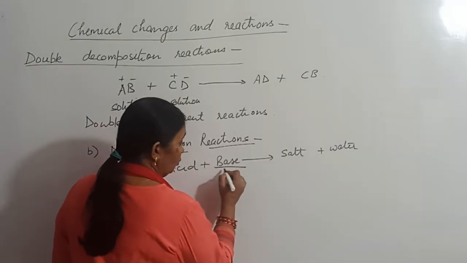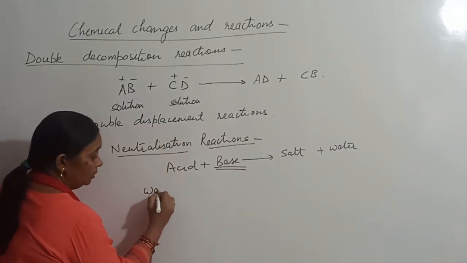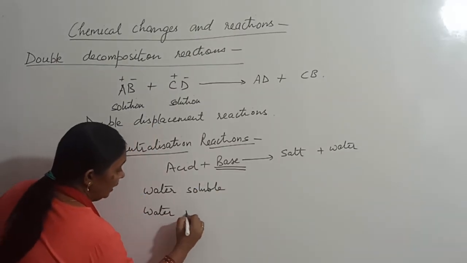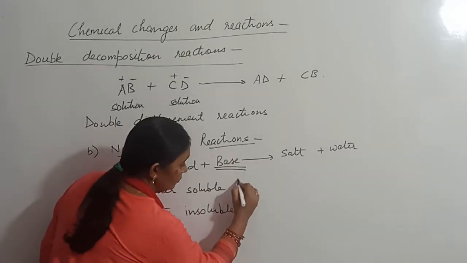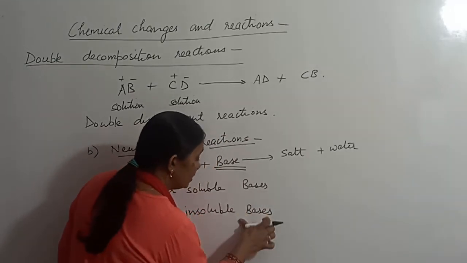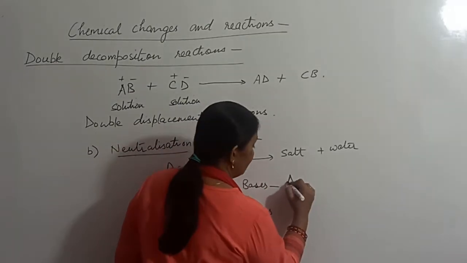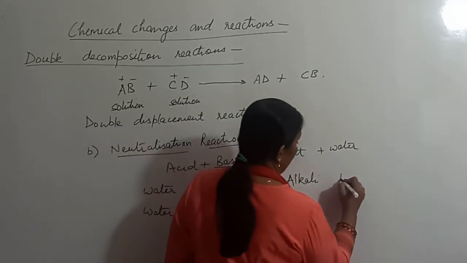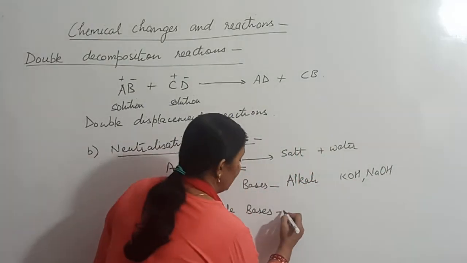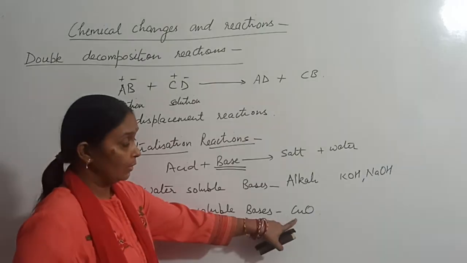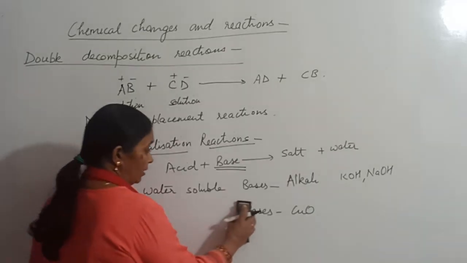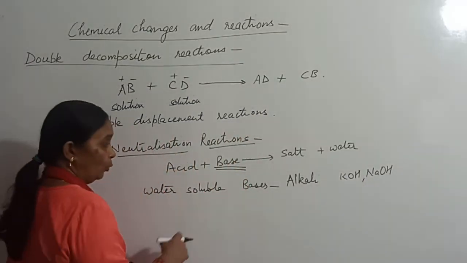Now bases can be of two types: water soluble and water insoluble bases. The water soluble bases, you can also call them alkalis, like KOH and NaOH. And water insoluble bases, like copper oxide, which is a metallic oxide, so it is a base but it is insoluble in water. So let us first see the reaction of alkalis with acid.